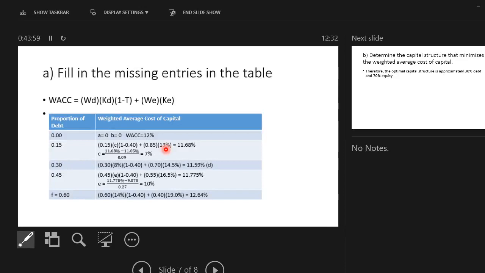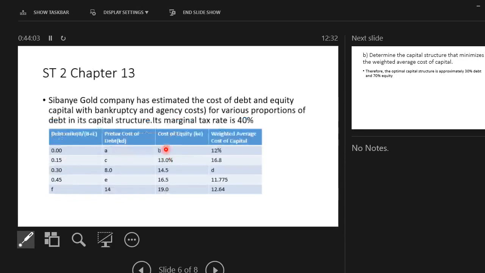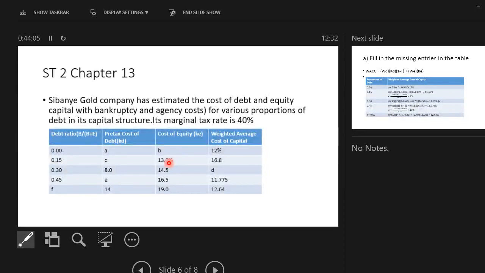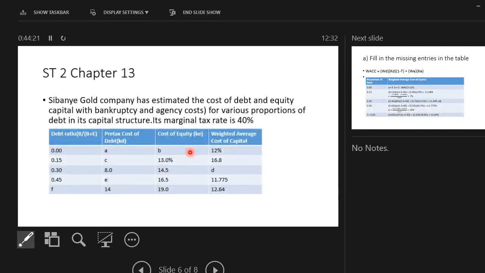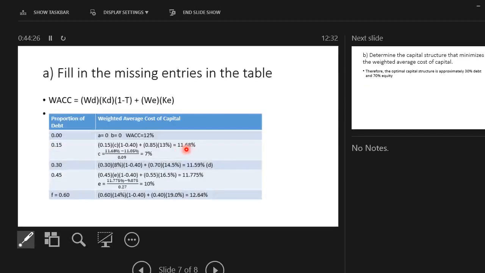Yes, it's given from the table. I'll show you, there's the 13%. And it's supposed to give you a WACC of 11.68. Yeah, my numbers are a bit messed up, but I think the correct one is this one, 11.68. I'm looking at the others. It's supposed to be in that range. So that is our WACC.